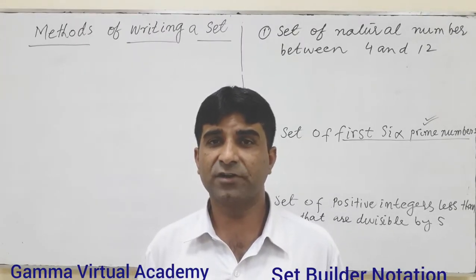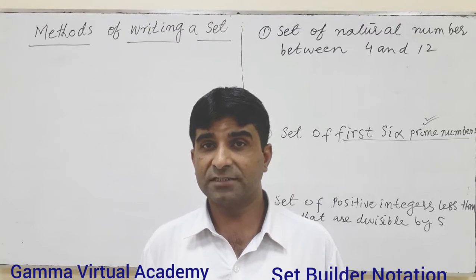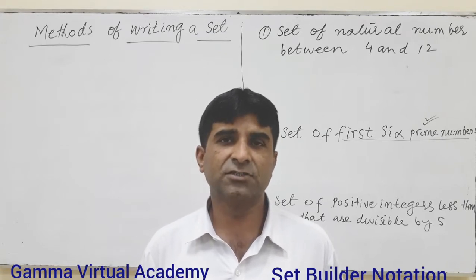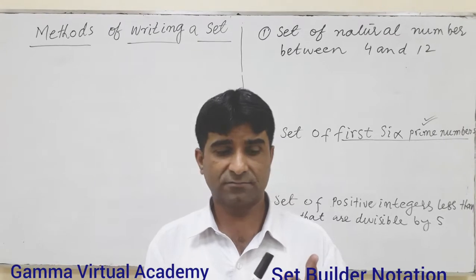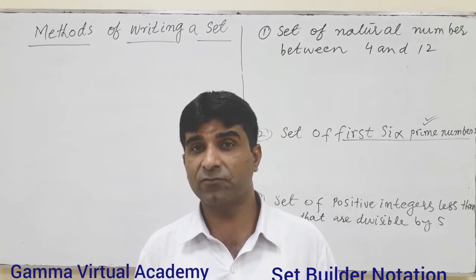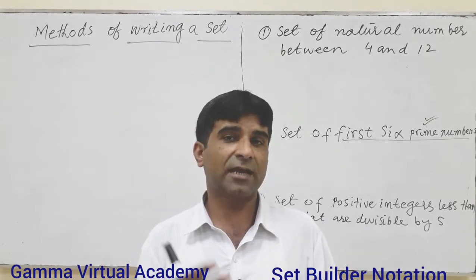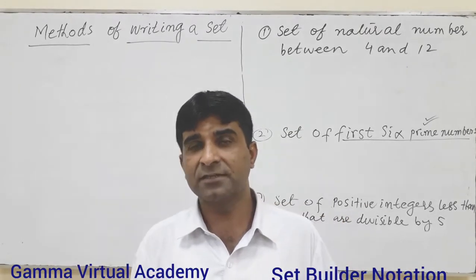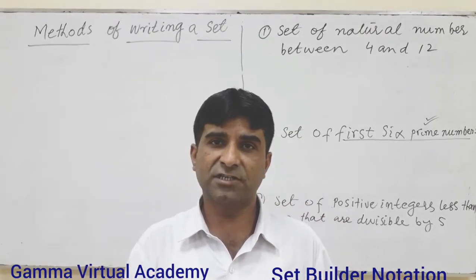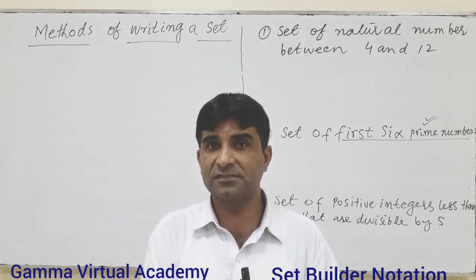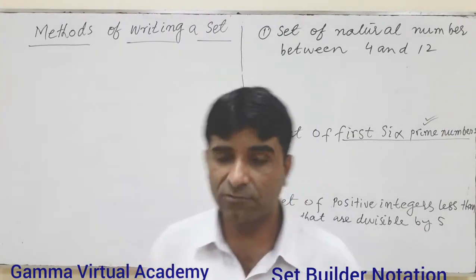In this video we will discuss the writing methods of a set. We know well that there are three writing methods of a set: one is tabular, the second is descriptive, and the third is set builder notation. In descriptive we describe the set in words, and in tabular we write the set in curly brackets separated by commas. In set builder notation we denote the set by using mathematical symbols. Okay, so let's learn about these methods.